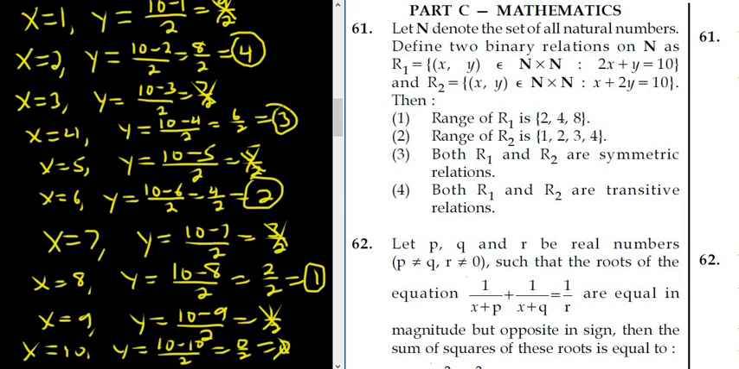So it looks like 1, 2, 3, 4. That would be choice 2. So the answer to this problem is choice number 2. The range is the elements 1, 2, 3, and 4.